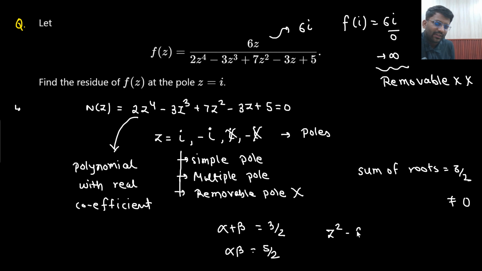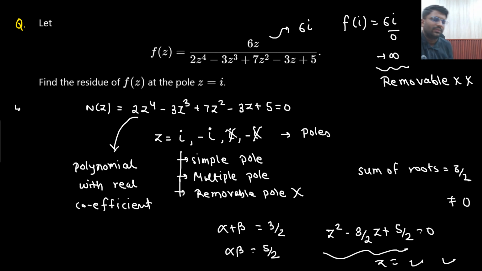So you can make a quadratic equation and you can solve it. Whatever answer you get after solving this quadratic equation, they will be the other roots. Two roots would be iota, other root will be minus iota. Now two more roots will be there, no? So those two more roots will be satisfying this particular equation. Is that understandable to you?